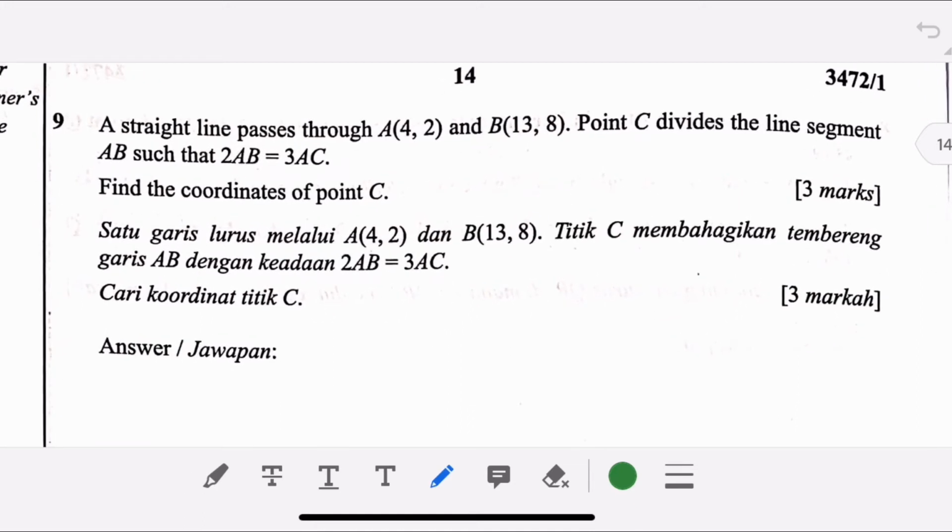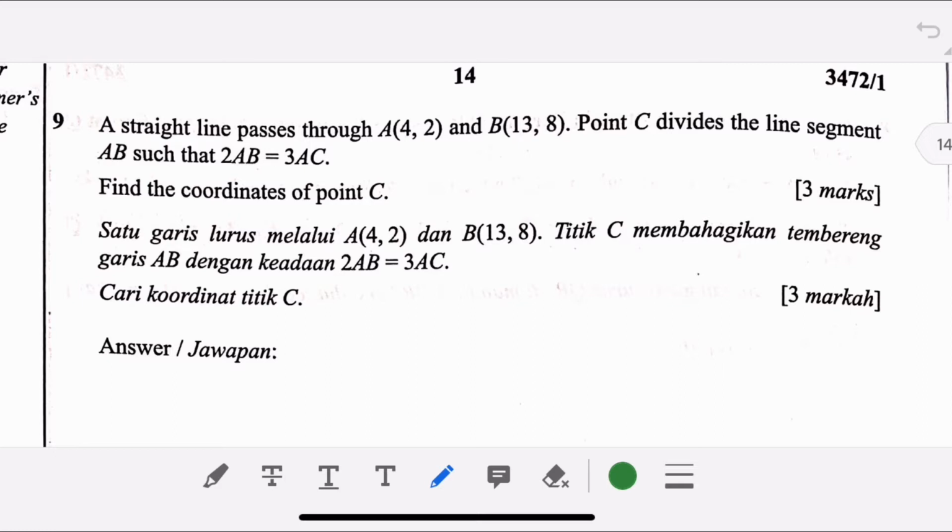Hello everyone, welcome back to revision for paper 1 for SPM 2020 additional maths. Question number 9. In my previous video, I just discussed paper 1 until question number 8, right? So now I would like to continue with question number 9.